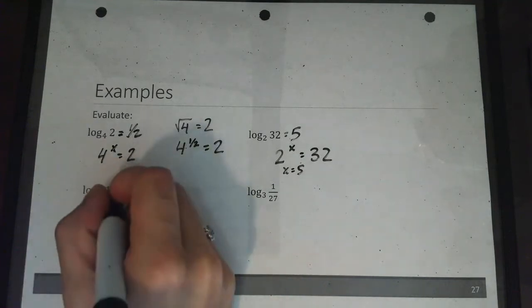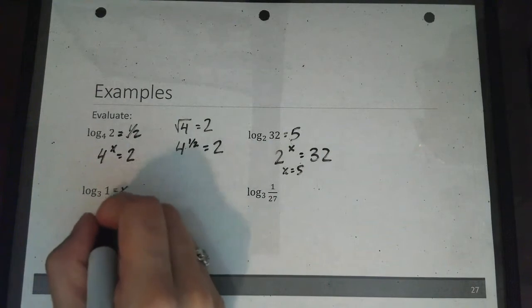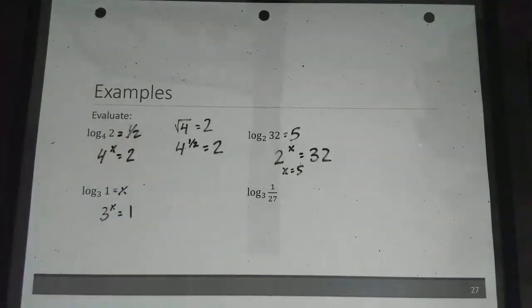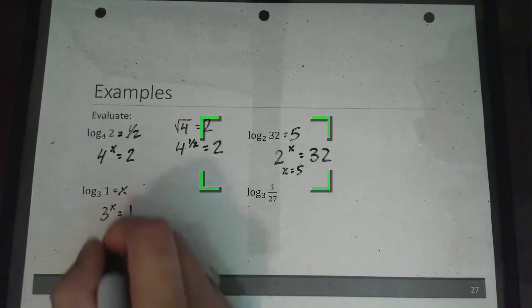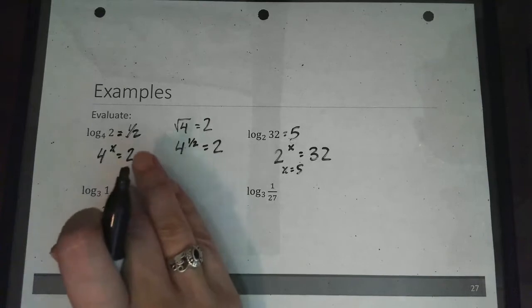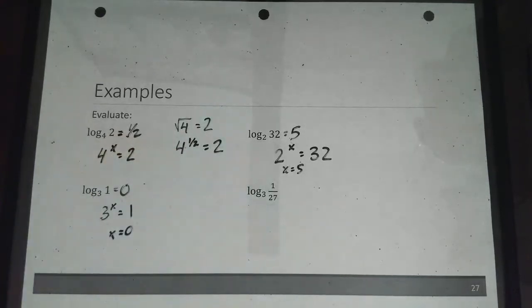Log base 3 of 1, if I say it's equal to x, put it in exponential form, 3 to the x power is equal to 1. What power do I have to raise 3 to get 1? Well, anything except for 0, raised to the 0 power is 1. So I want to raise this to the 0 power. So that means log base 3 of 1 is equal to 0.